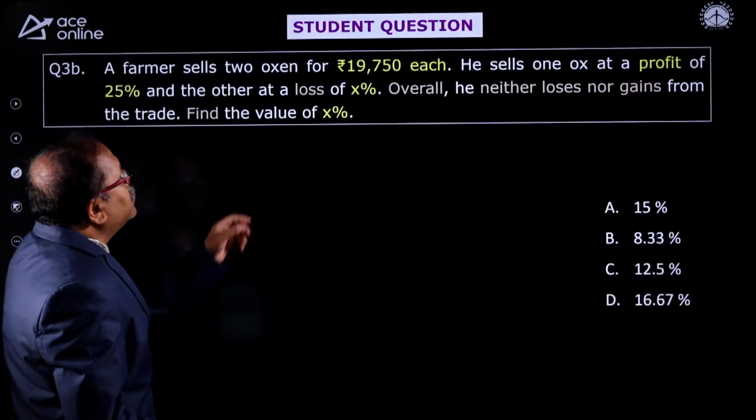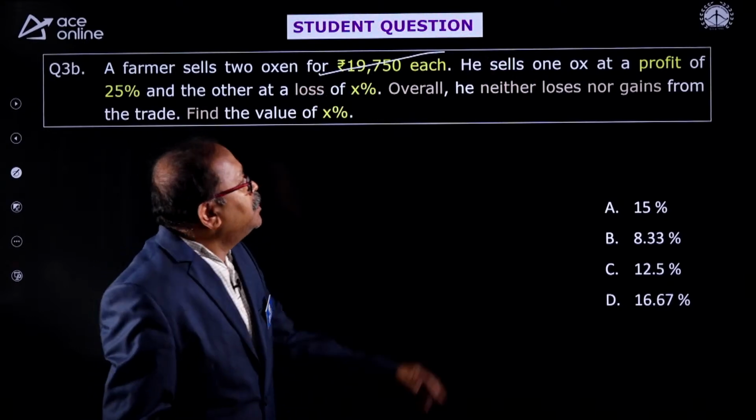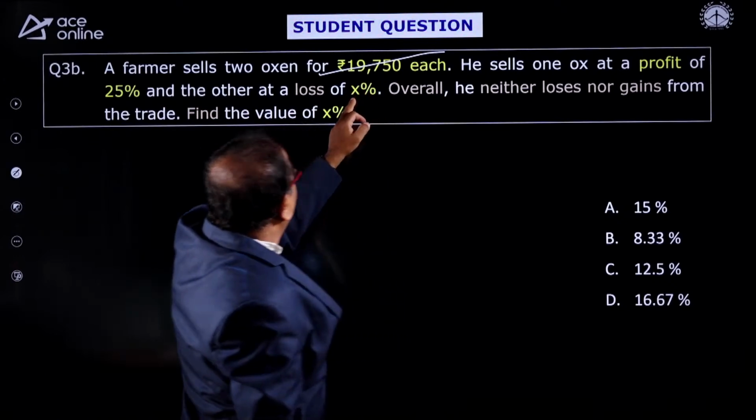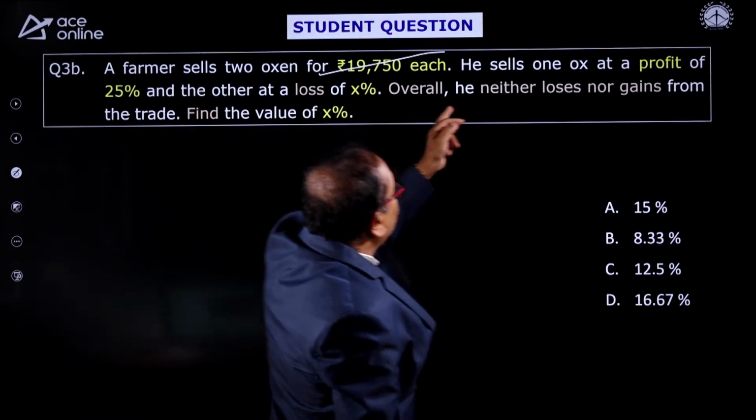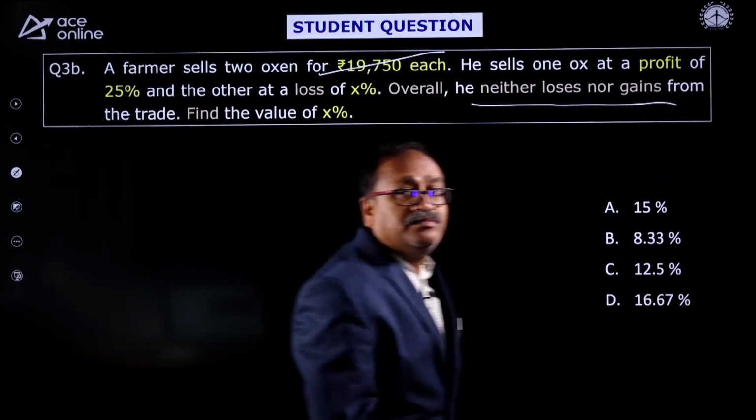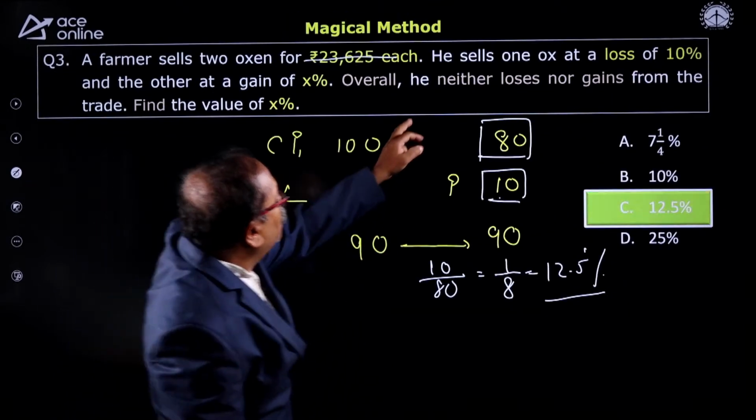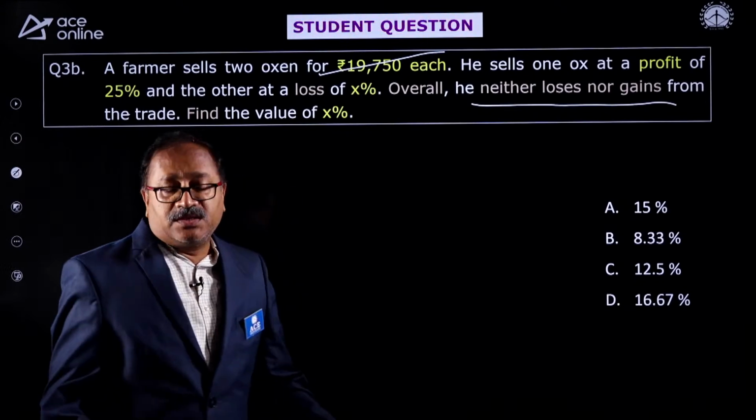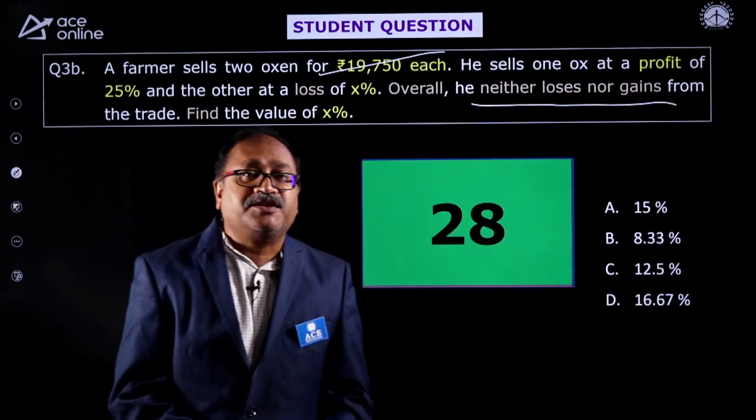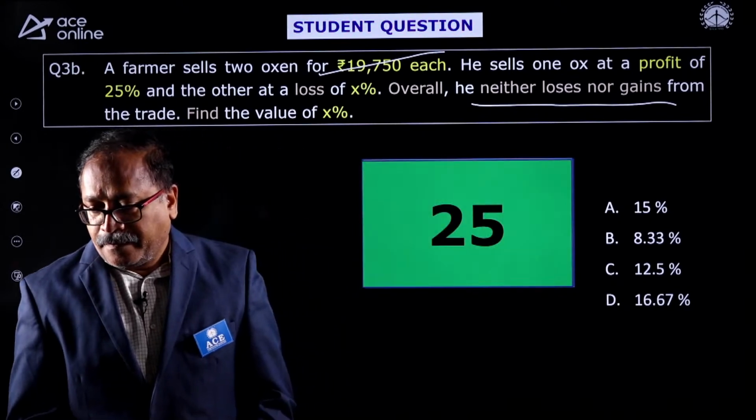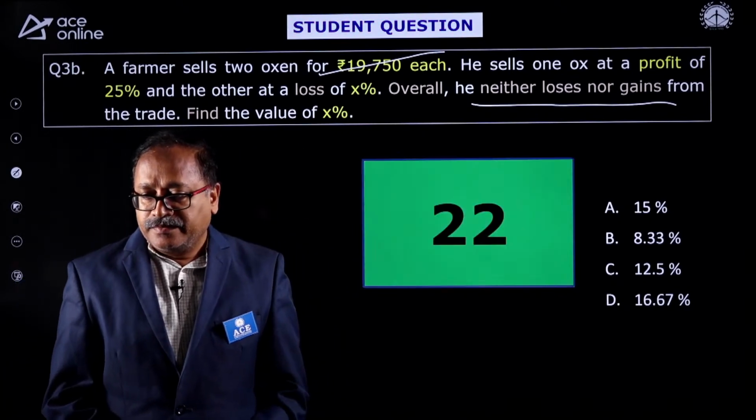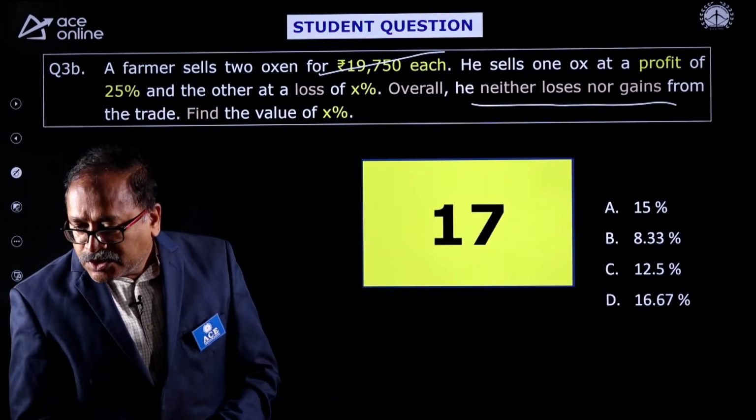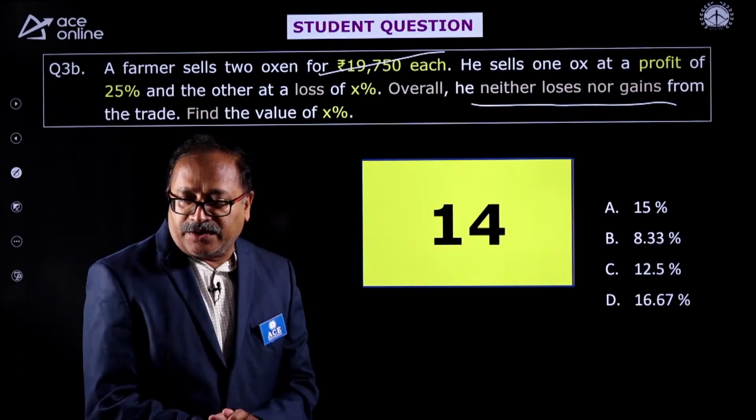We have nothing to do with this if we are following this method. He sells one ox at a profit of 25% and the other one at a loss of X%. Overall he gets neither a profit nor a loss, similar to the previous one. Find the value of X. Come on, here is your 30 seconds. Answer it. Do we have some time? Yeah, 9 minutes is there.